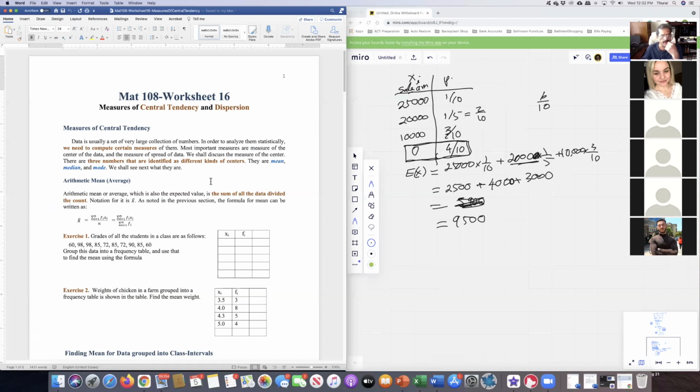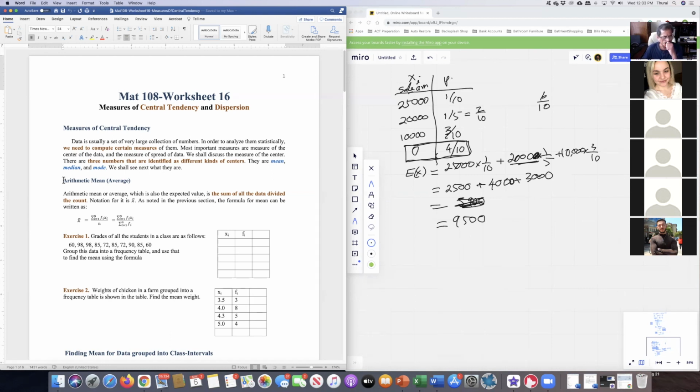Measures of central tendency and dispersion. So here we're going to understand the central tendency. That means, when we are analyzing data in statistics, we like to know where the center of the data is. There are three ways to measure the center. So measures of central tendency means measures of the center, and there are three of them.